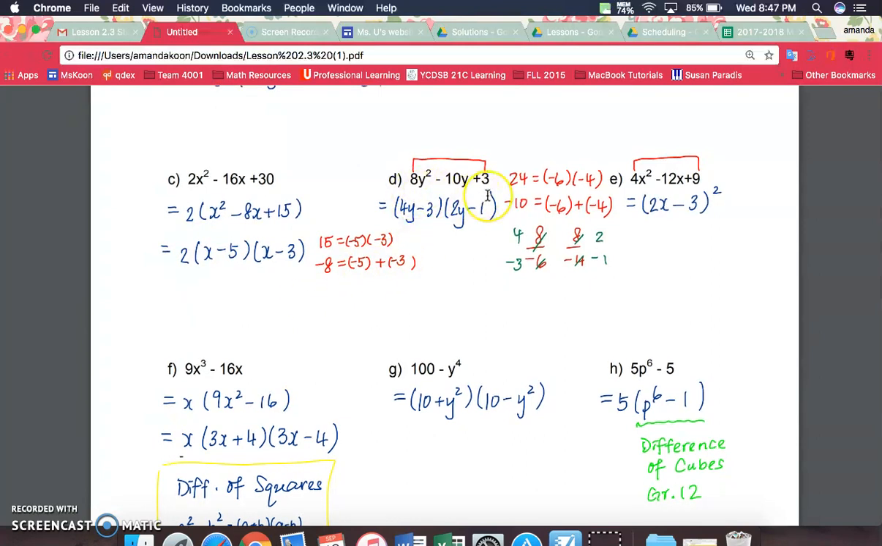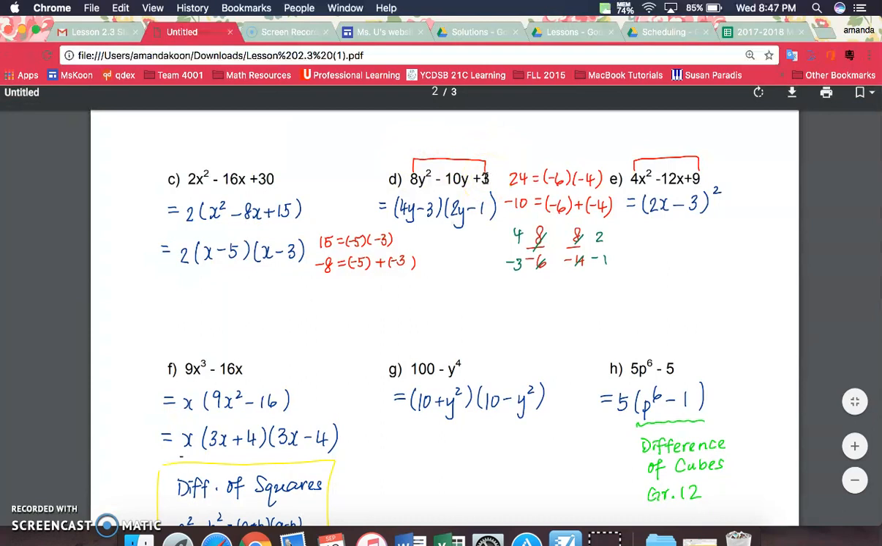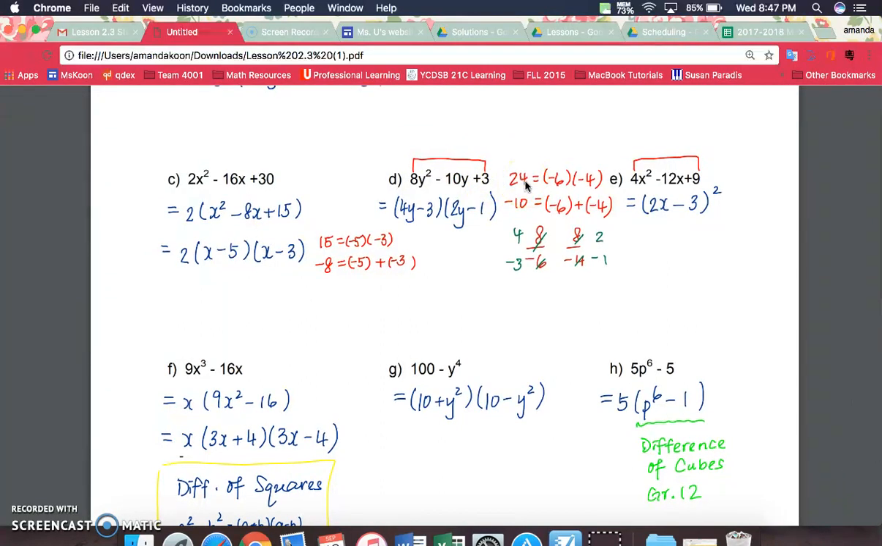Well, let's move to the next trinomial. 8y squared, negative 10y, and 3. I have no common factor. So now the leading coefficient, the coefficient of your y squared term, is 8. When the leading coefficient is not 1, then your product will be slightly different from the last question. Your product will be 8 times 3. So which two numbers will multiply to give you 8 times 3, or 24, and add up to negative 10? That's negative 6 and negative 4.